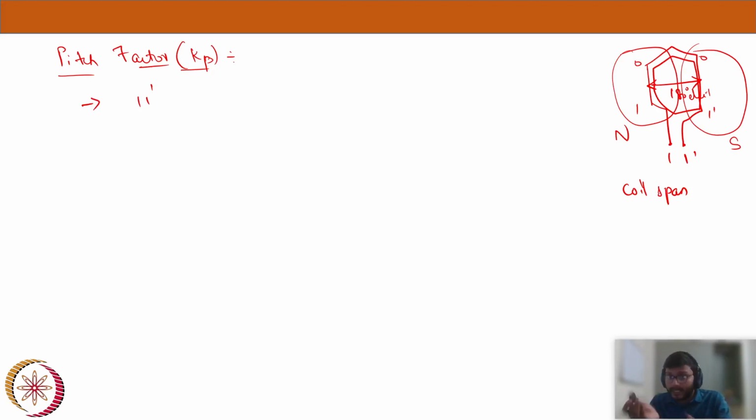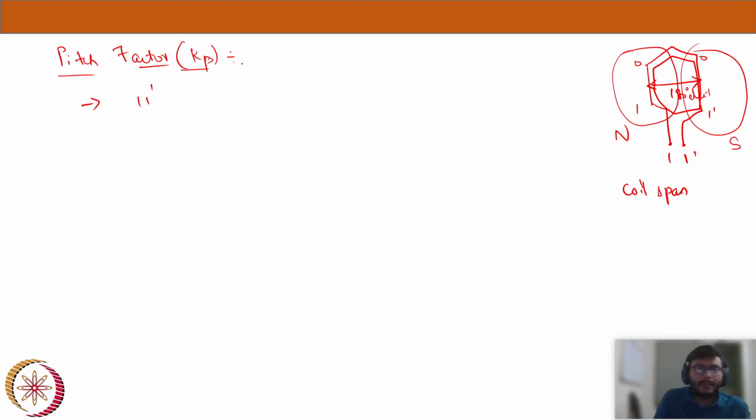So to get a maximum voltage and output, we will always place the two ends, that is the going end and the coming back end, under the different poles. If it is the north pole, the return end should be under the south pole. So this is the 180 degrees coil span.